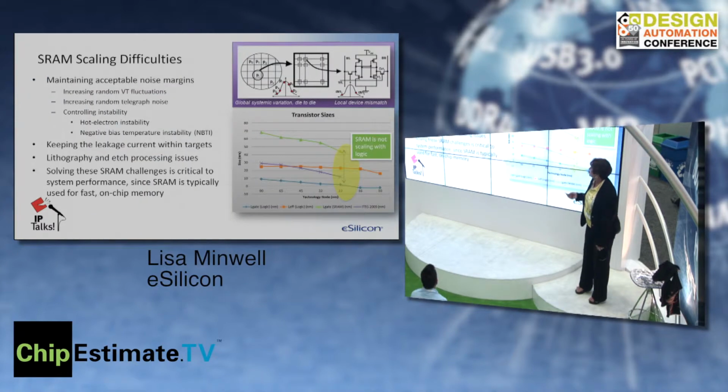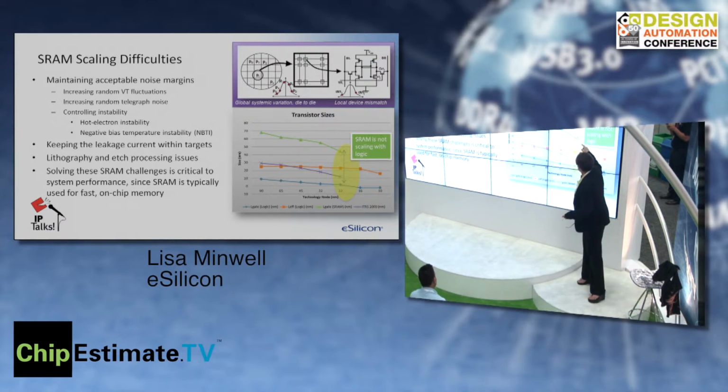If you look at SRAM scaling difficulties in particular, SRAM itself, if you look from 90 to 65 all the way down, you can see that the SRAM, here's your logic gate, okay? Here's your length of your gate for your SRAM. And look at where it sits in comparison to the same blue line for logic. I mean, the scaling has just not been able to keep up in general.